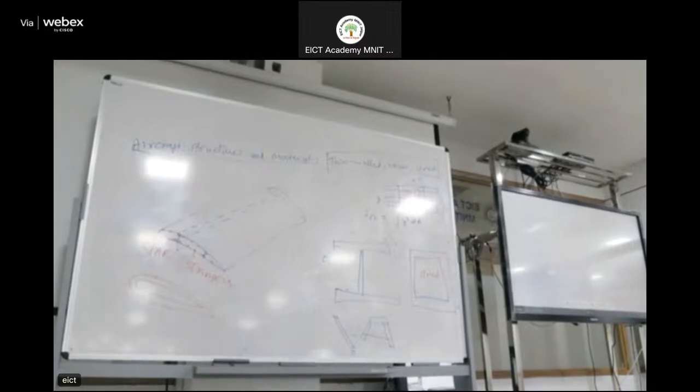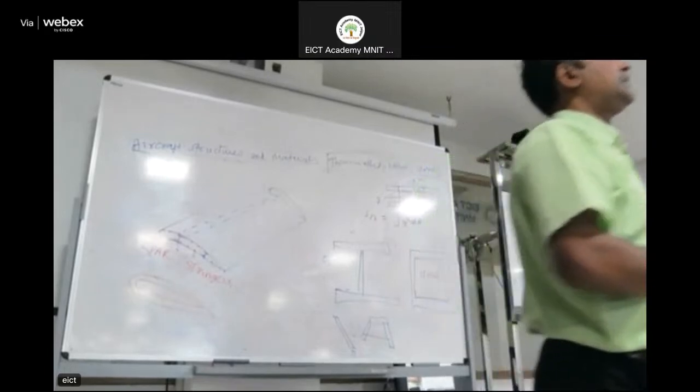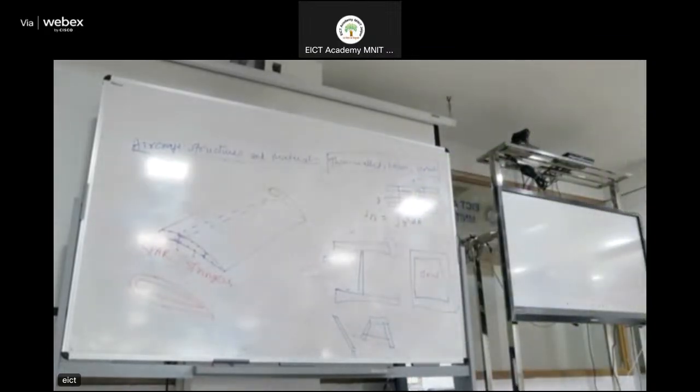So it's not always obvious that we should use composite materials, right? Because the material cost is more, and the manufacturing cost is more, because when you're making these composite wings, you make a mold first.